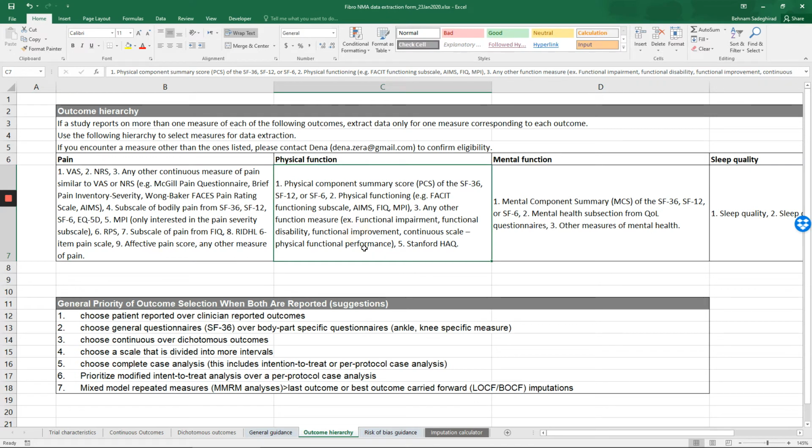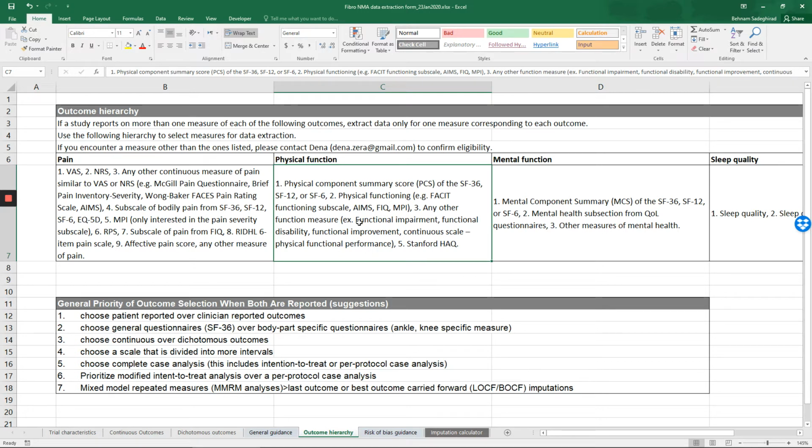It's the same concept for physical function. Physical function might be reported using an SF36, SF12, or SF6 questionnaire for quality of life. It may be reported as a physical component summary score or a physical functioning subsection or subscale of the SF36. Also, as a part of FIQ, physical function might be assessed, or using other measures or tools. We want you to capture this based on the hierarchy provided in here and not for all other functions that are reported in the study.